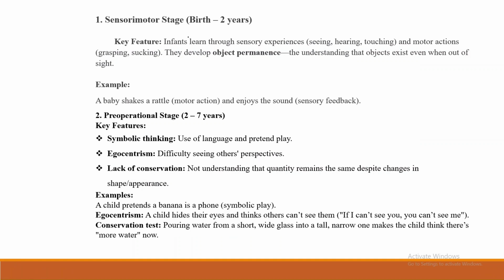The sensorimotor stage is from birth to 2 years. See, a 2-year-old baby has very few cognitive abilities. He fails to understand almost everything. He just has seeing, hearing, and touching. These are the three sensory organs. Other than that, he doesn't have any cognition. He doesn't store anything in his brain. So infants learn through sensory experiences.